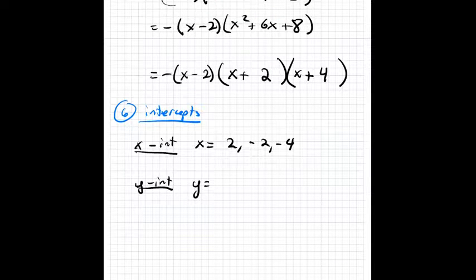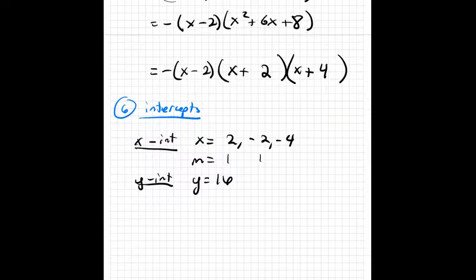Also, let's talk about the multiplicity. All the multiplicities are 1, so that means it's going to cross the x-axis at each of these intercepts. And then the 7th thing I would do is just a few additional points.